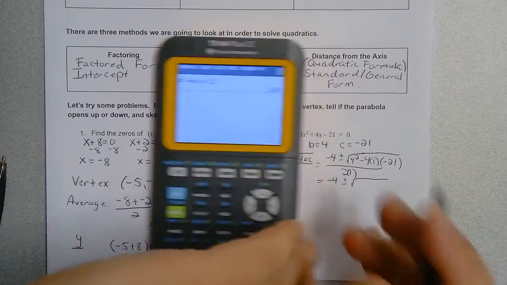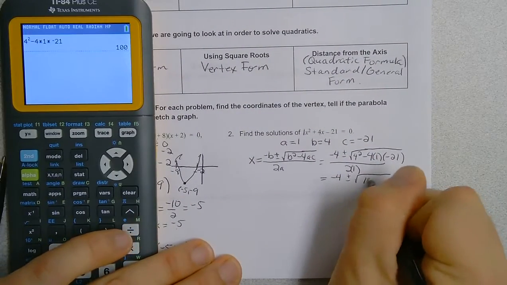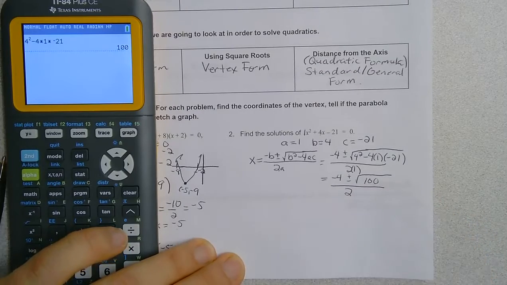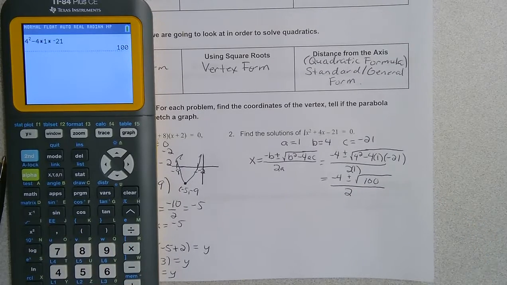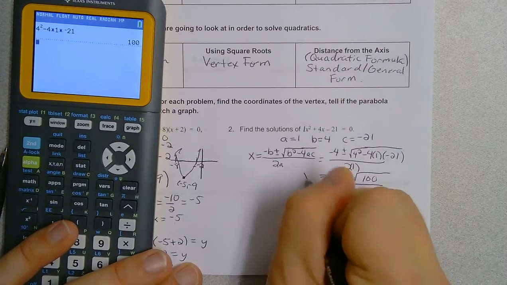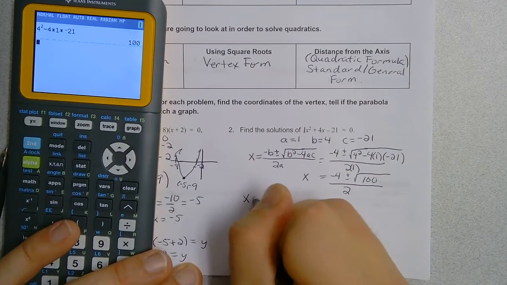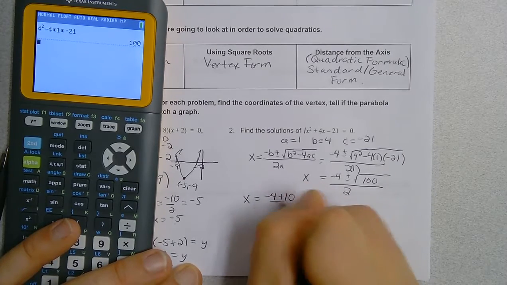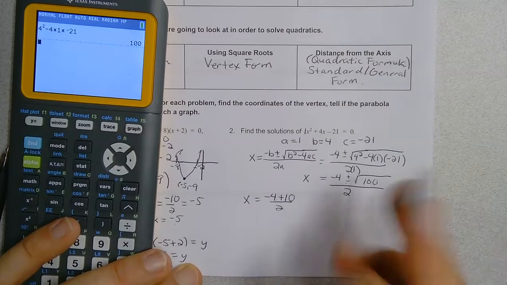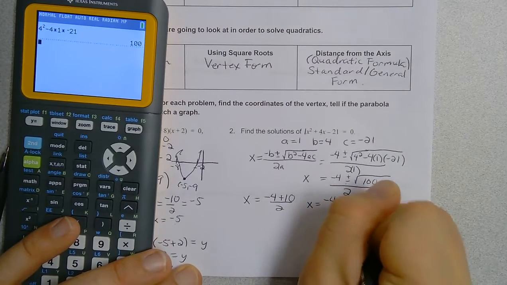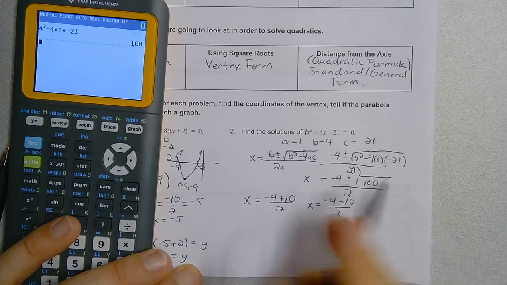And that is 100. So the discriminant is 100. And then I can divide that by 2. In doing that, the square root of 100 is 10. So we have x equals negative 4 plus 10 over 2. And then I'm going to split that and go x equals negative 4 minus 10 over 2.